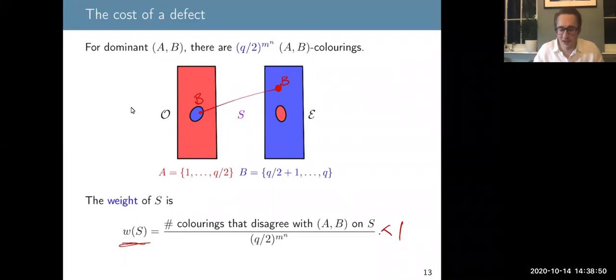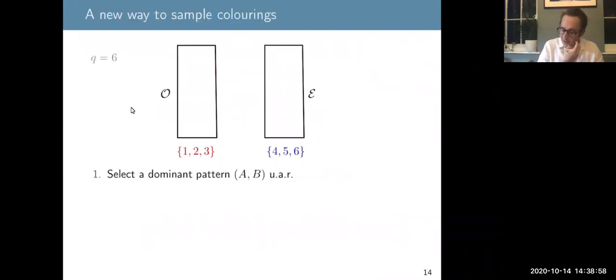Okay, and with that definition in mind, I'm now going to show you a new way of sampling colorings, and this is how we're going to be thinking about q-colorings and understanding them. So here's a new model.